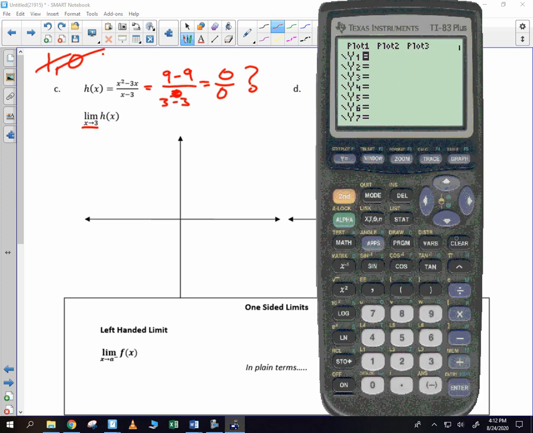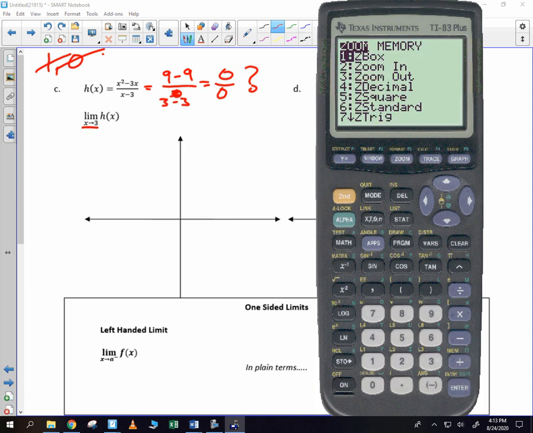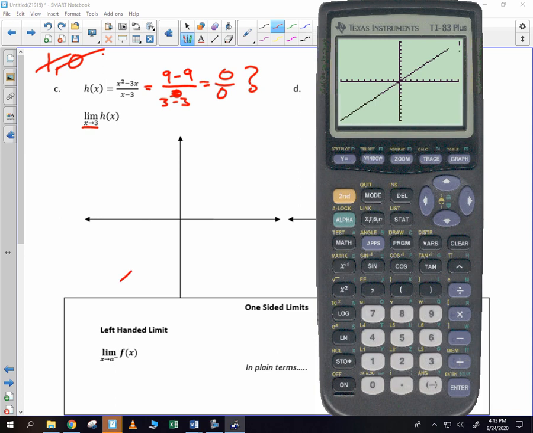I go into y equals, and I'm going to put parentheses around the x squared minus 3x. I'm going to divide that by parentheses x minus 3. And when I do that, I'm going to zoom standard, and I'm going to look at the graph. It basically looks like that. Now I'm going to let you in on a little secret here. That's what the graph looks like.